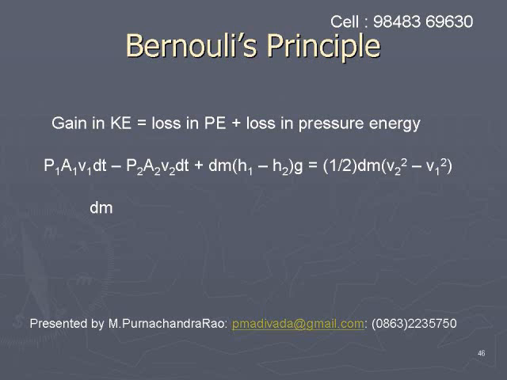We have already assumed that dm is equal to A1 V1 dt rho, which is equal to A2 V2 dt rho. Let us divide each term by dm.